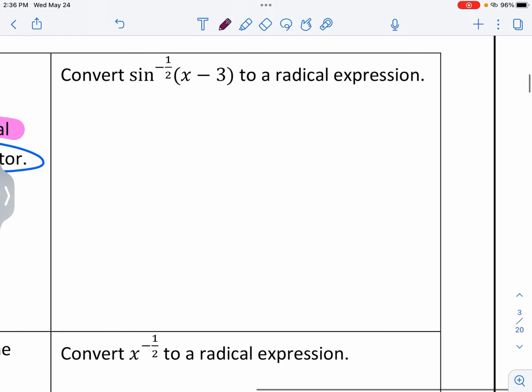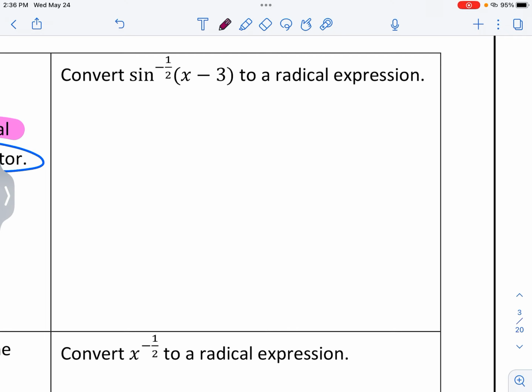Okay, now the right side of the column will be converting these rational exponent expressions back to radical expressions. So after we've done our calculus process, we've taken the derivative or we've integrated, then sometimes we'll need to write the answer back as a radical, especially if we're trying to match it up to a multiple choice answer.